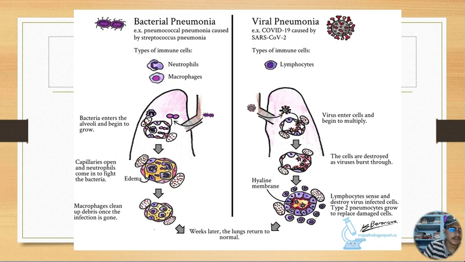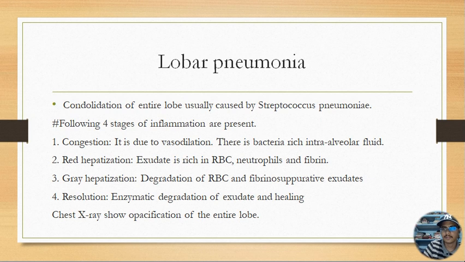Now let's see the subtypes of typical pneumonia. The first is lobar pneumonia. In lobar pneumonia, there is consolidation of the entire lobe, and it is usually caused by Streptococcus pneumoniae. Lobar pneumonia occurs in four stages, which are called congestion, red hepatization, gray hepatization, and resolution. We will see to it in a minute.